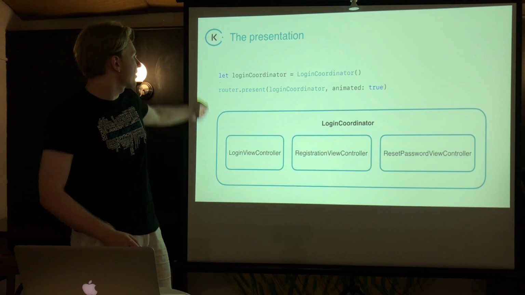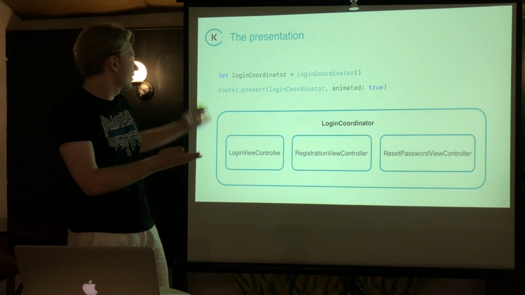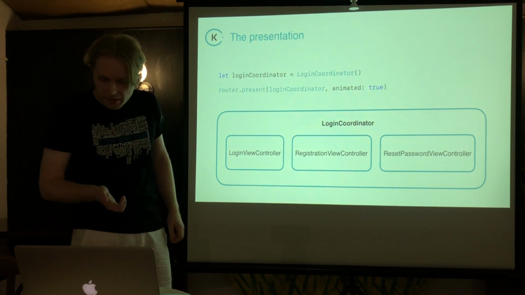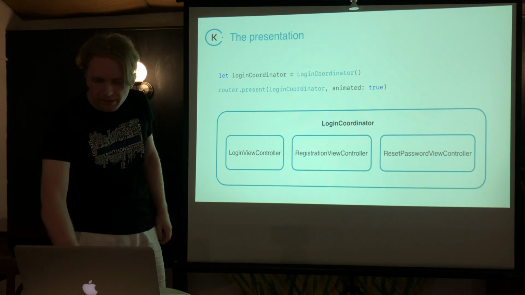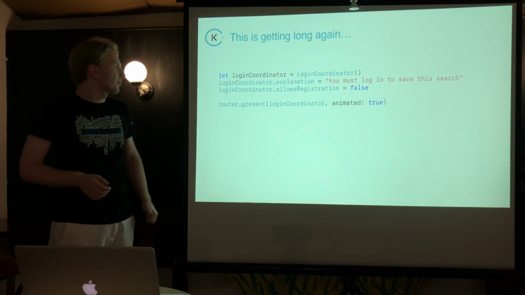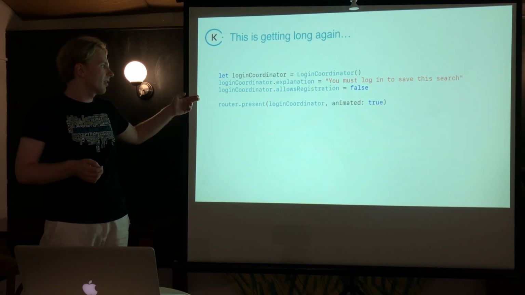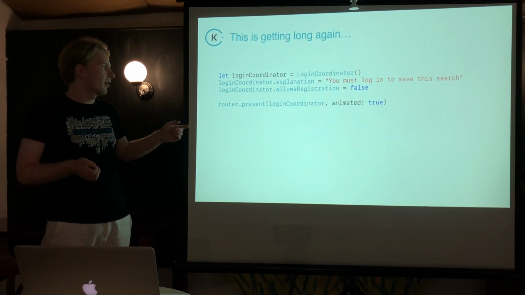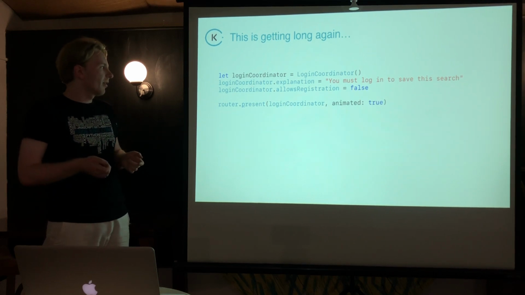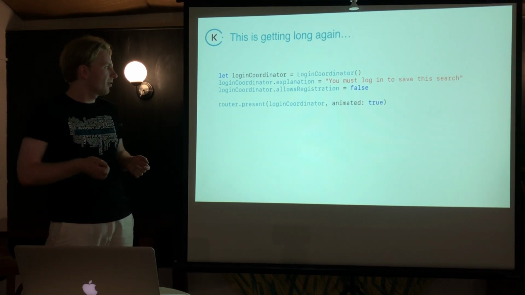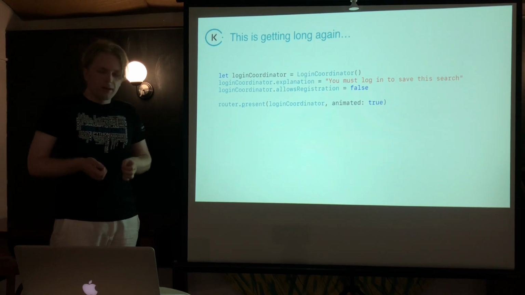But as I said, this is a very simple example. Usually you need to configure this object somewhat. And for the login coordinator, that could be just whether registration is even allowed at that point, or if you're trying to access a feature, then perhaps telling the user why they need to log in.